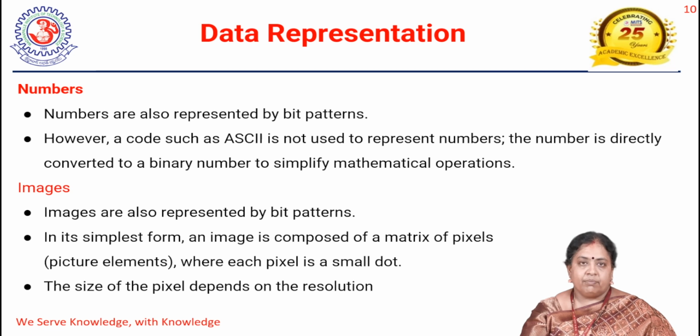So we have a number system, in which we represent the number as a bit pattern, in the form of zeros and ones. Then coming to images, images are also represented by bit patterns. An image is composed of a matrix of pixels. A pixel is nothing but a picture element, a small dot, and the size of the pixel depends upon the resolution.